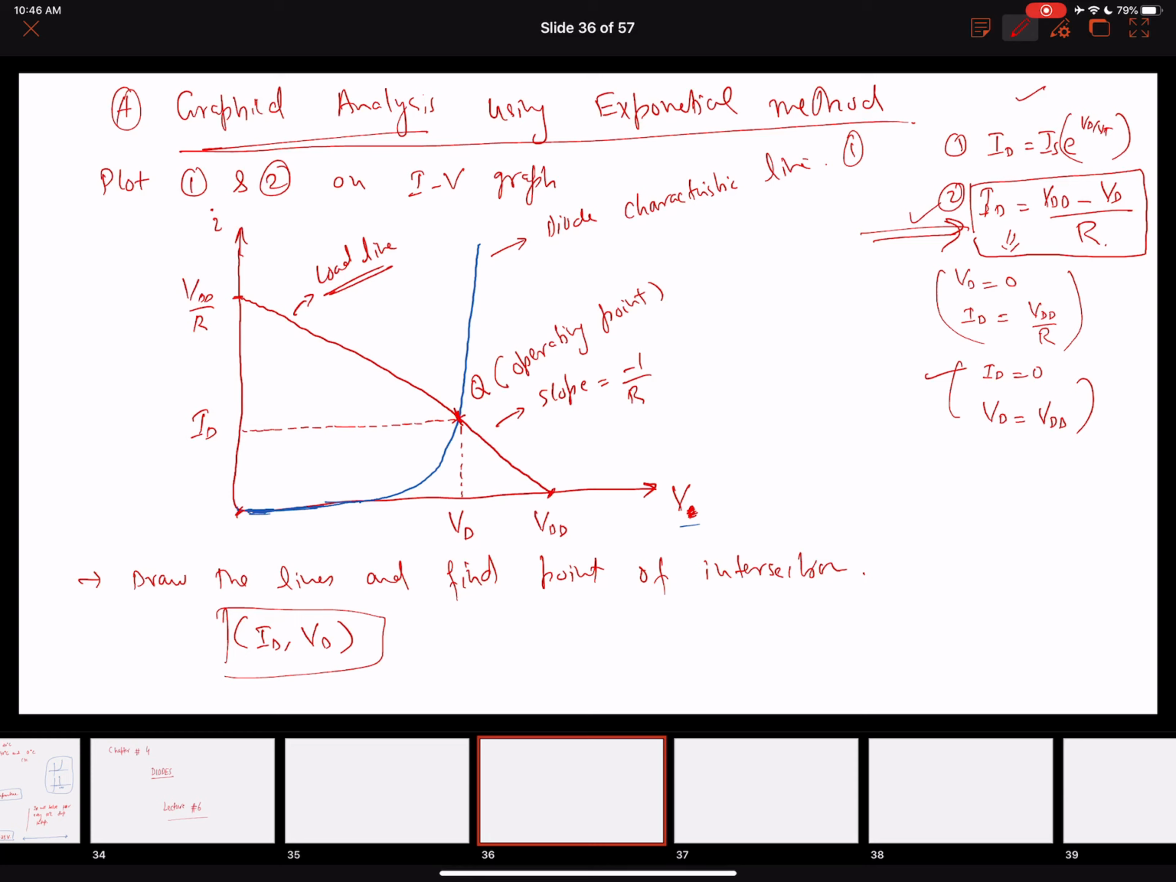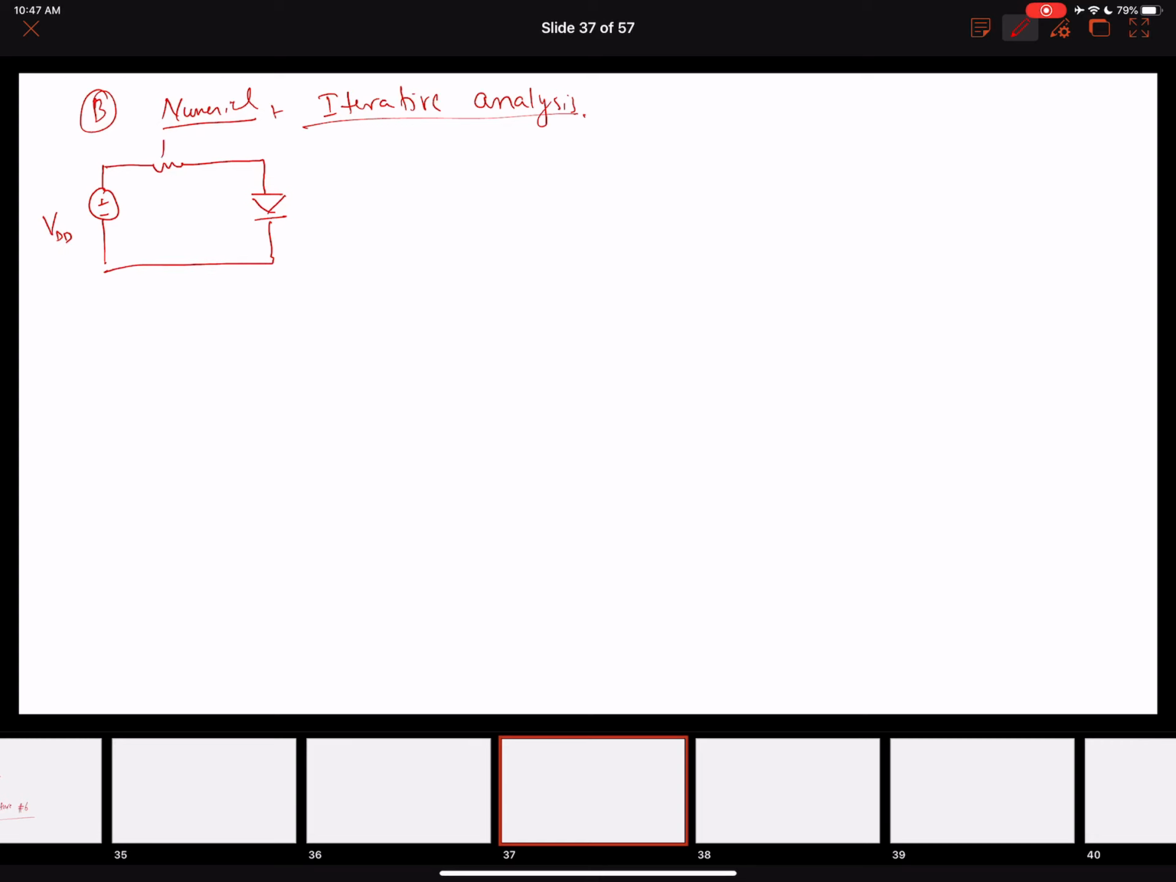Okay, so let's talk about the second method, iterative analysis. Method B is more like a numerical iterative analysis. Let me draw the circuit again: VDD, a resistance, current flowing through the diode, and a potential drop across the diode. What we want to find, again, is VD and the value of ID.